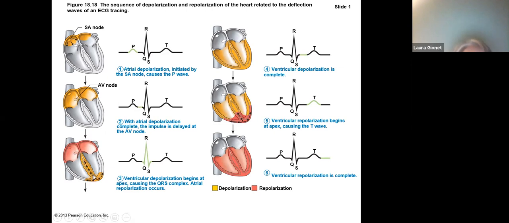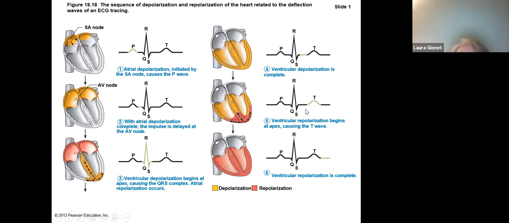Over on the left, you can see the impulse traveling down the right and left bundle branches. The impulse is now traveling around to the walls of the ventricles, and that portion is represented by the green QRS. The ventricles contract on number 4 here. Ventricular depolarization is complete. Now we contract and hold, that little flat green line there.